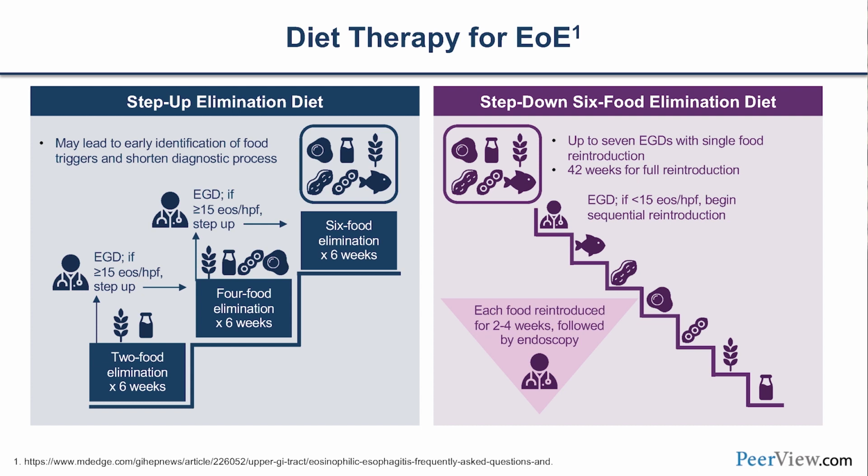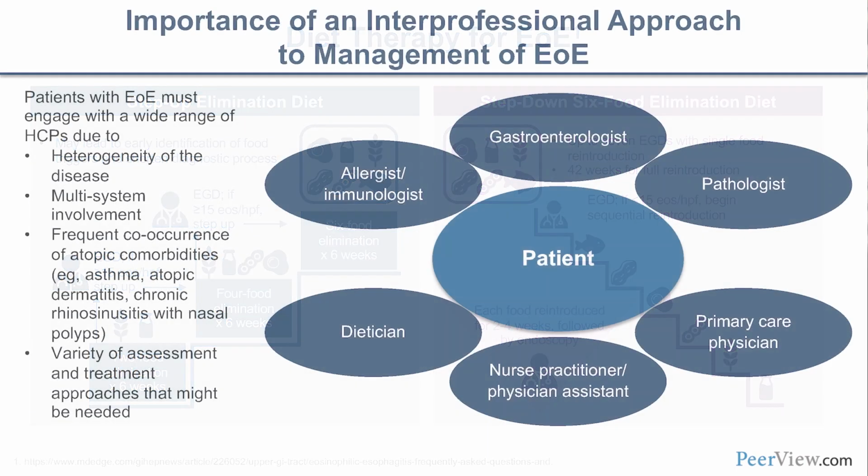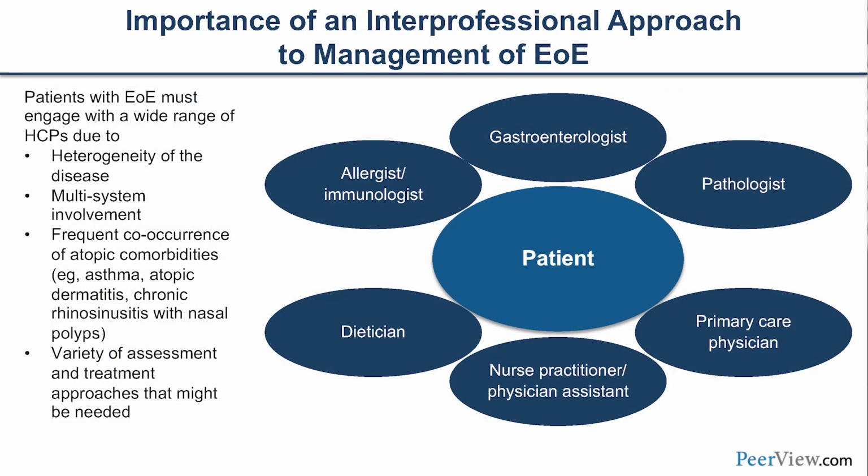And usually patients have, on average, 1 to 3 food triggers that they will have to avoid long term. Steve has been trying the dietary therapy for about 2 months without any improvement and asks what the next step is. The management of EoE can be complex and requires an interprofessional approach, particularly when there are comorbidities that are common in patients with EoE, such as asthma and atopic dermatitis, like Steve has.